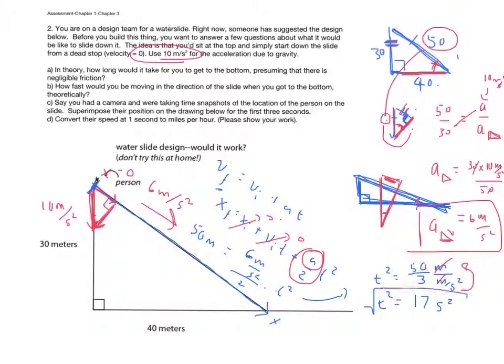So we take the square root of this and we get that t is equal to the square root of 17 seconds. That's a little bit more than 4, because 4 squared is 16. We only have one significant figure, so we're just going to call that 4 seconds. So we did it. The time it takes to get to the bottom is about 4 seconds.